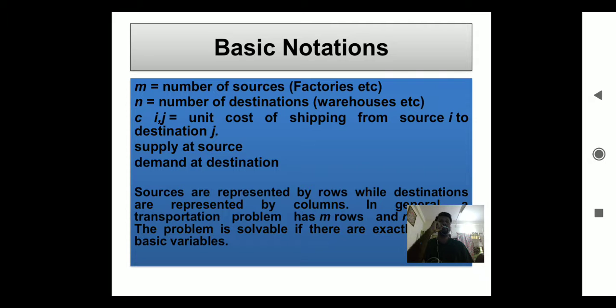The problem is solvable if there are exactly m plus n minus 1 basic variables. Means after allocation we can check for optimality. If rows plus columns minus 1 equals the number of allocations, means all the demand and supplies are exhausted and the allocations are given. If that formula m plus n minus 1 equals allocations matches, then we can use the problem for an optimal solution.